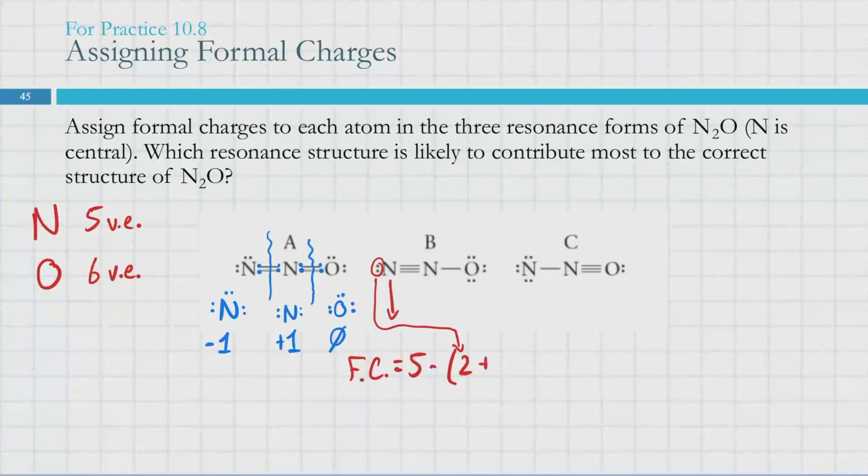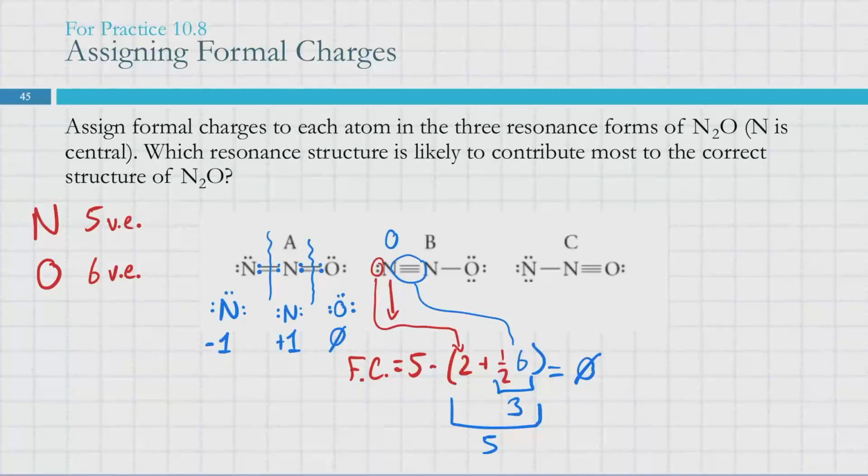Plus half of the electrons from bonds, which is 6. So the 1/2 times 6 makes 3. So 2 plus 3, that's 5. So 5 minus 5, that formal charge is 0. So we've got a 0 formal charge on our left nitrogen.